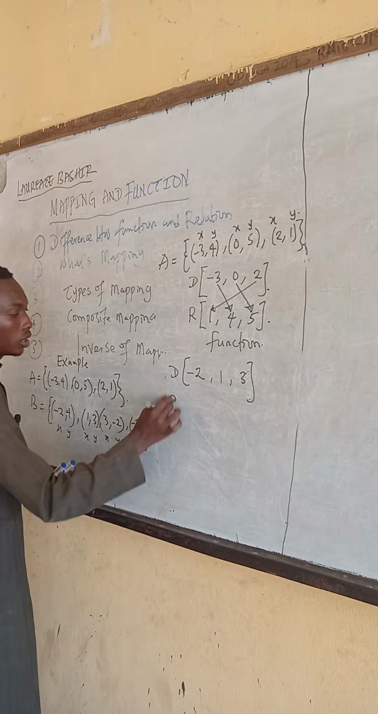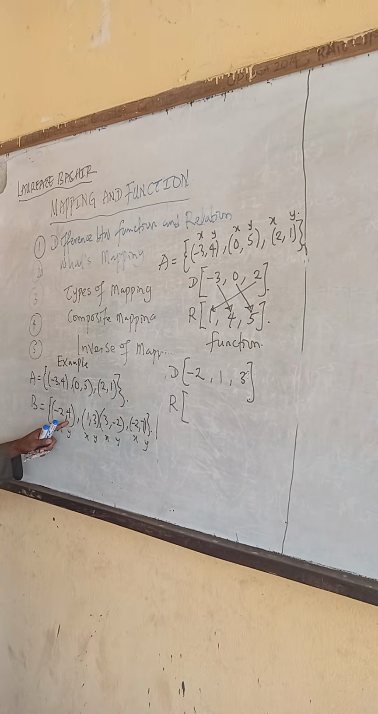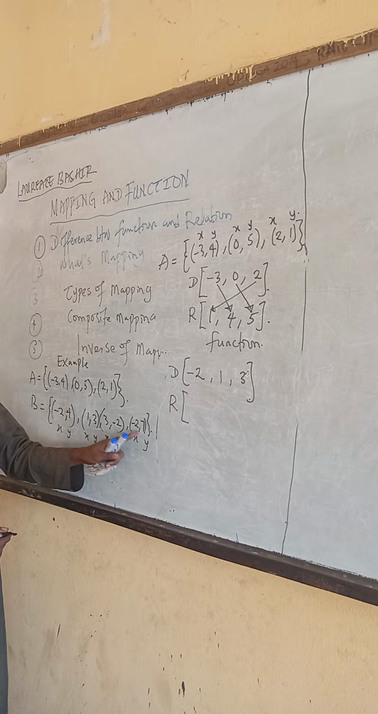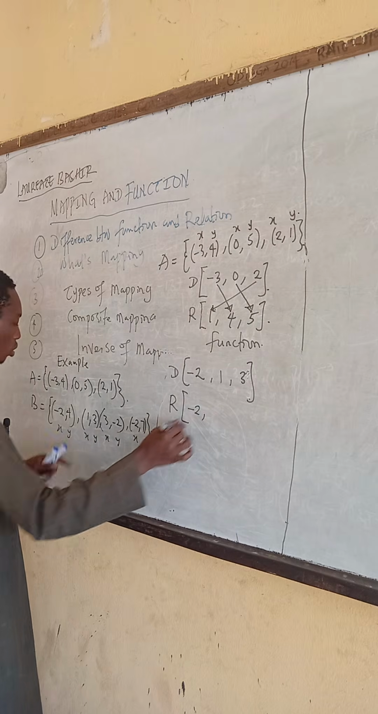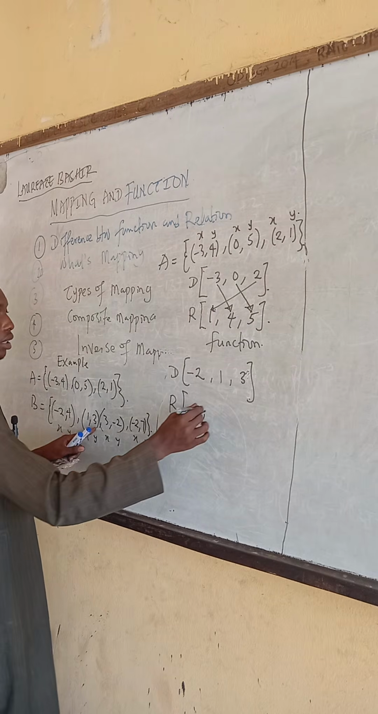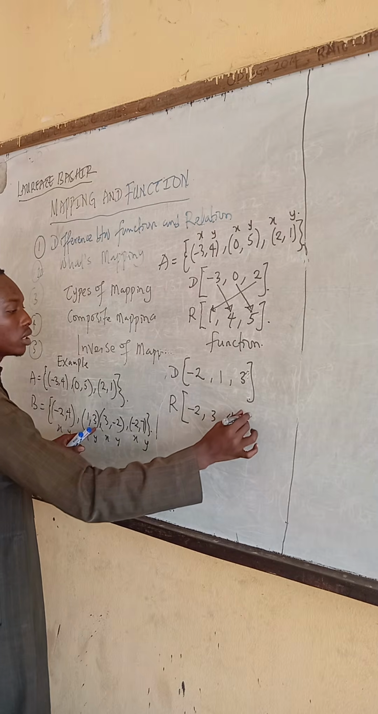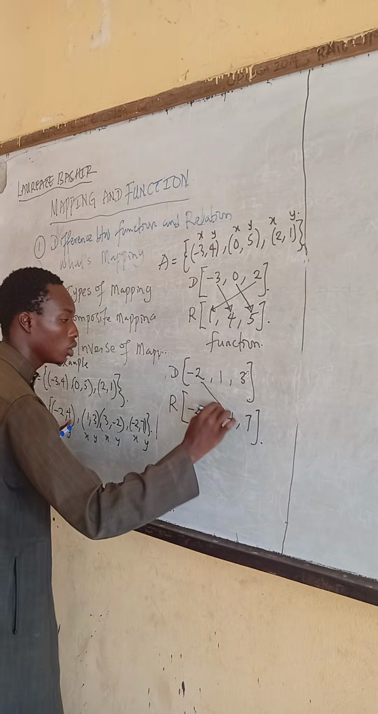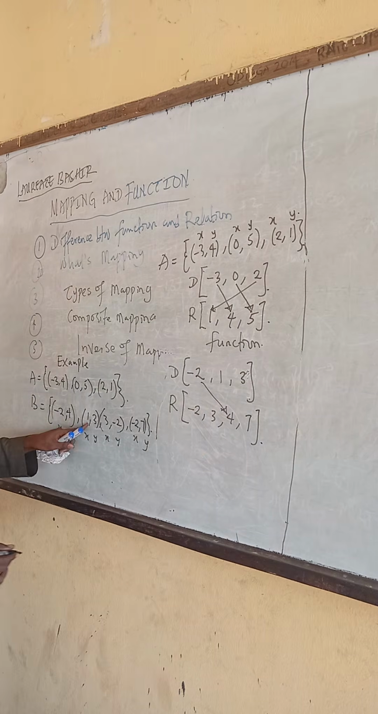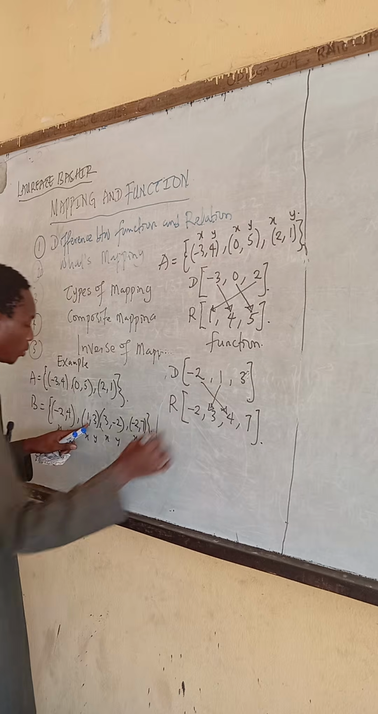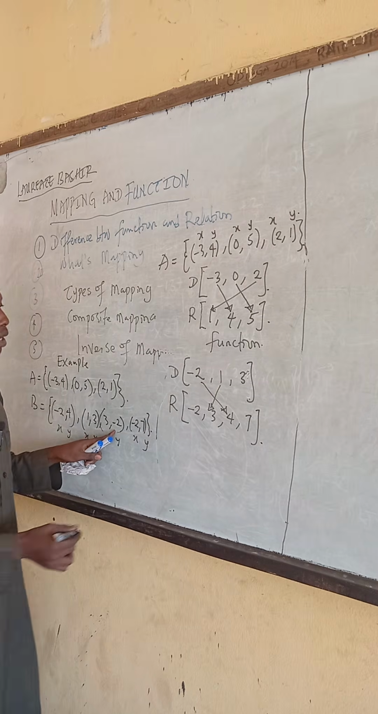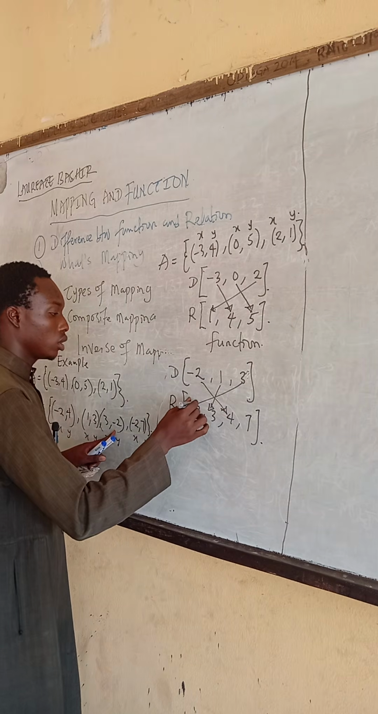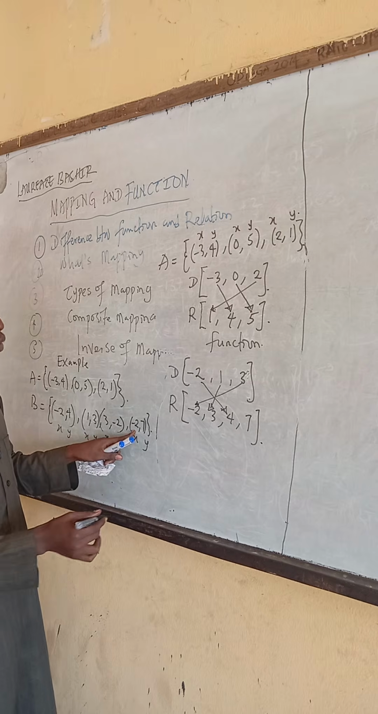So then your range, I'm going to have 4, 3, minus 2, and 7. You start from minus 2, then 3, 4, and 7. You can see that minus 2 is mapped to 4. 1 is mapped to 3. 3 is mapped to minus 2.